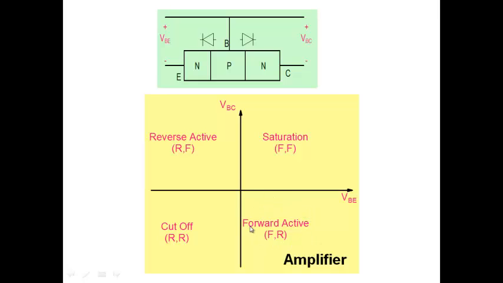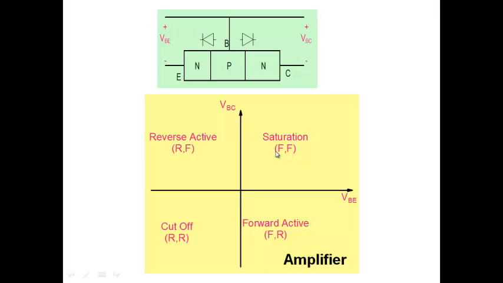And if you're using a bipolar transistor for digital applications where the transistor is used as a switch, now the switch can be in off state, then the transistor is here, and the switch can be in conducting state. Conducting state could be forward active, could be saturation.